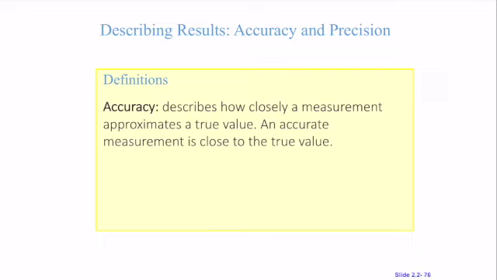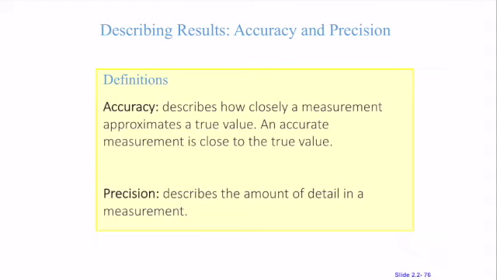When we describe our results, we want two things to be true. We want to have accuracy as well as precision. Accuracy describes how close a measurement approximates a true value, okay? An accurate measurement is close to the true value. Precision describes the amount of detail in the measurement, right? It'd be more precise to measure in inches than it would be in feet. It'd be more precise to measure in millimeters than it would be in centimeters, because that's a more precise level of measurement.